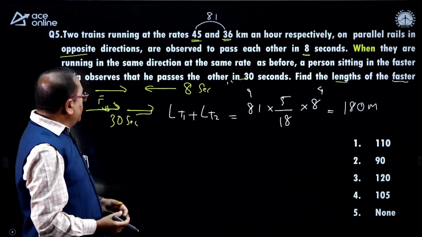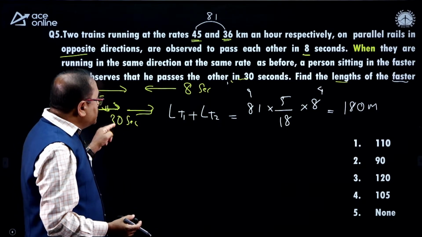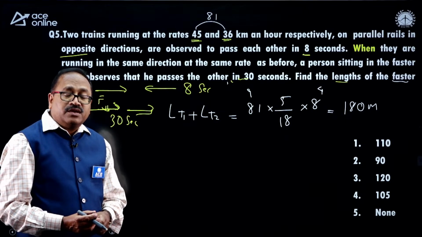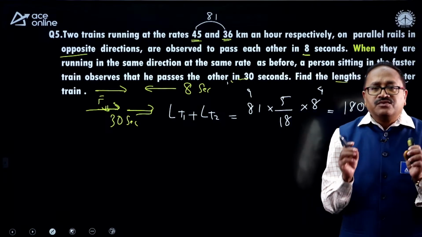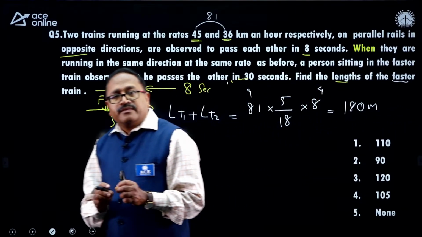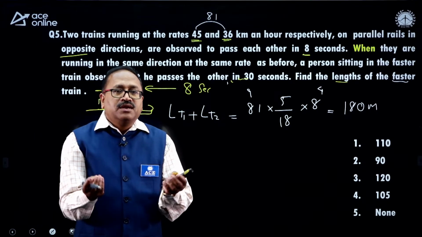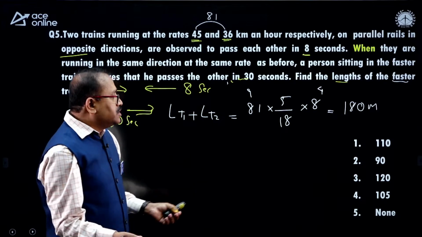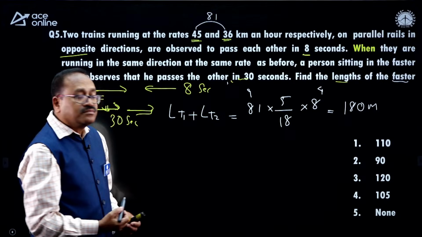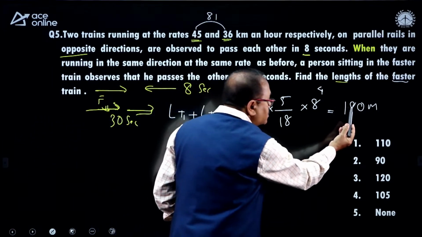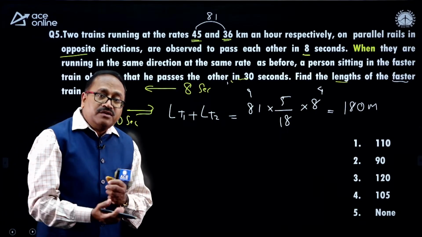Okay. What I know is when they are moving in the same direction, then it takes 30 seconds to cross each other, whether they are moving in the same direction or opposite direction. Tell me, length will be same or not? Yes, length will be same. They are moving in same or opposite direction, the total distance will remain same. So, what is the total distance? The total distance is 108 meters.